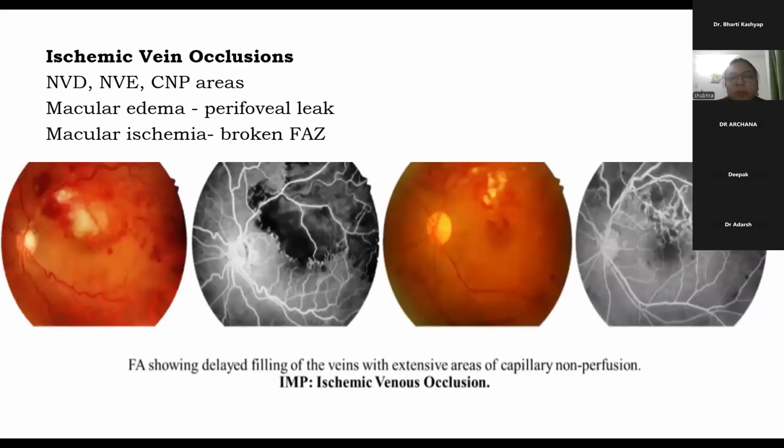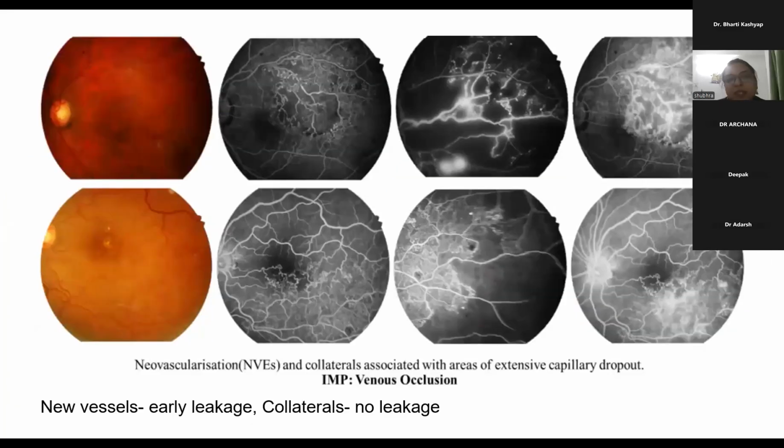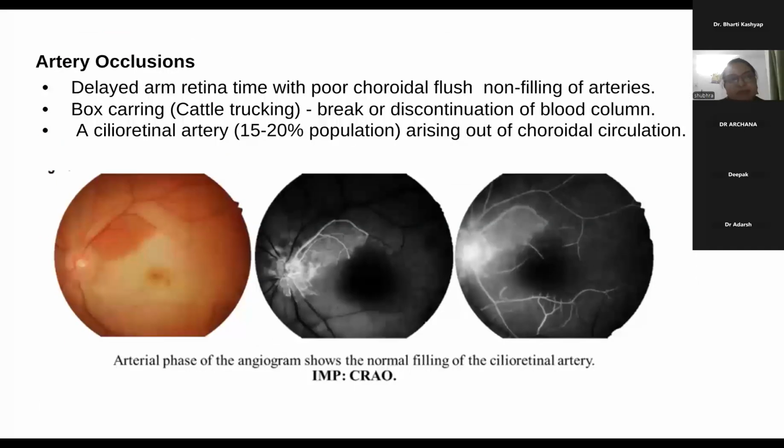Similarly, to differentiate between ischemic and non-ischemic venous occlusion, here you can see large areas of hypofluorescence. That means these are non-perfusion areas. You need to treat this patient with a retinal laser. Here you can see large areas of hypofluorescence, non-perfusion, okay? So this is an ischemic venous occlusion, okay? So you differentiate between ischemic and non-ischemic based on FFA.